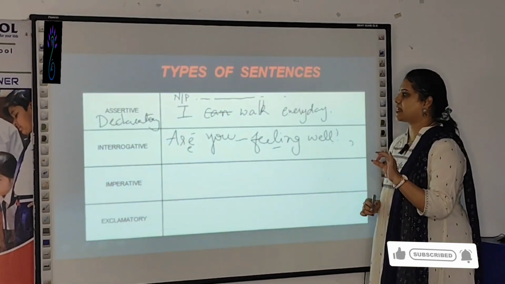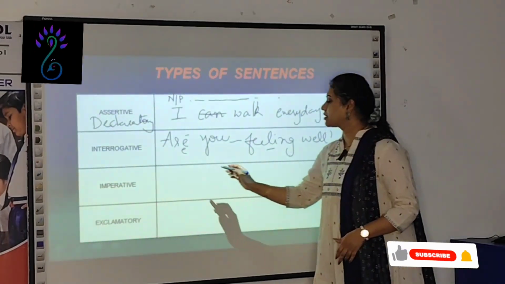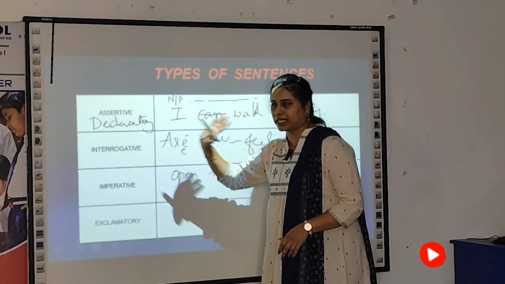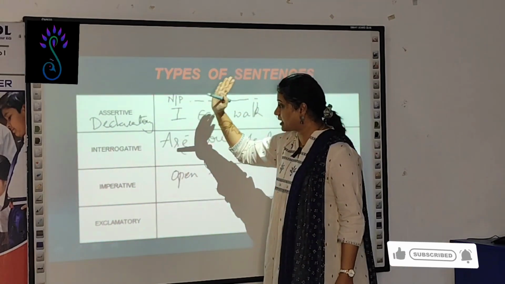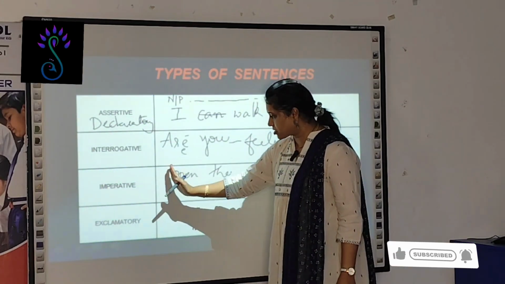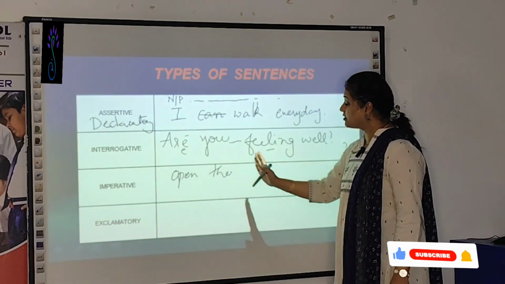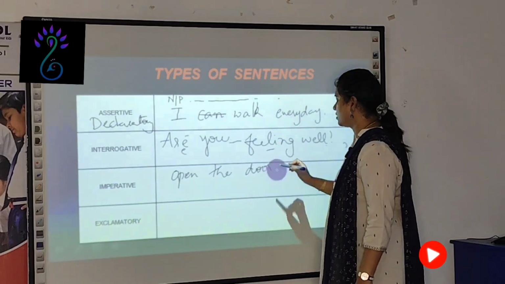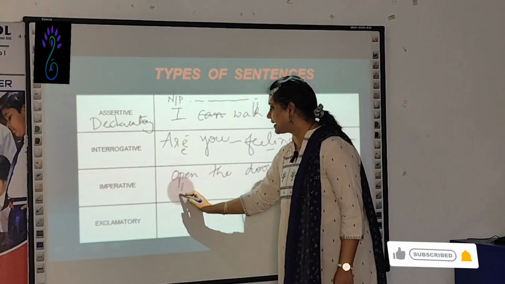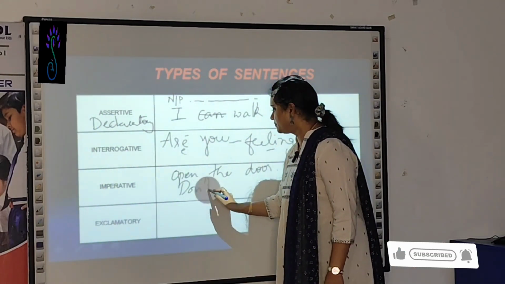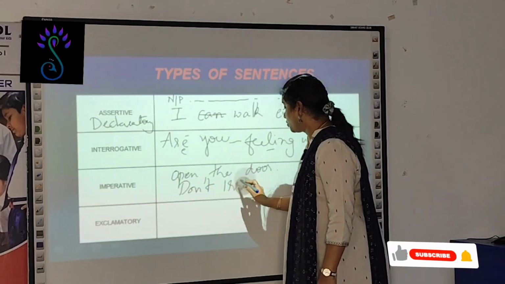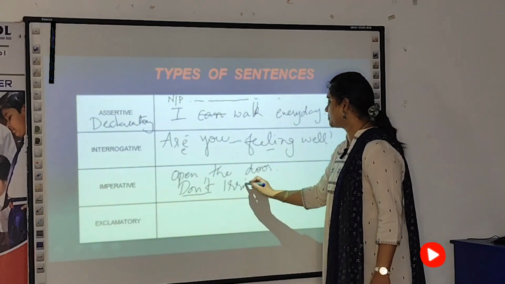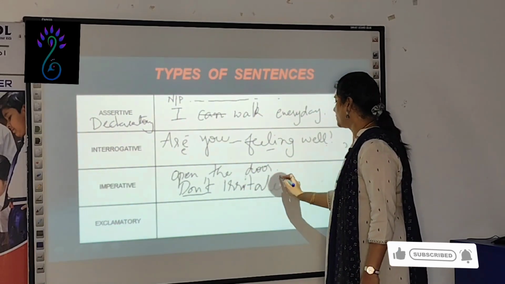Generally, these start with the main verb, like "Open the door." Open the door is not declarative. Declarative starts either with a noun or pronoun. It is not starting with a subject, it is starting with the main verb. Open the door. Don't irritate me. Though it starts with an auxiliary verb, it is imperative. Don't irritate me. It ends with a full stop.